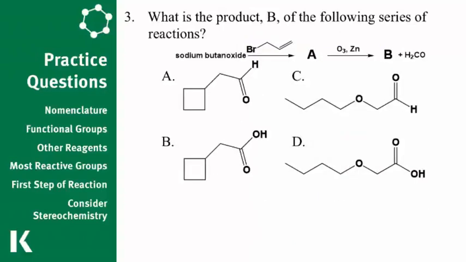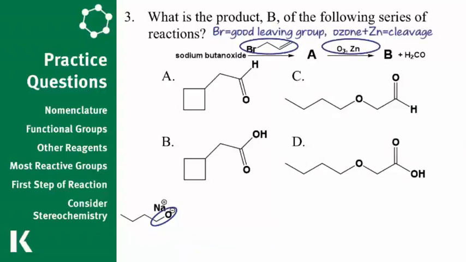In this next practice question, sodium butanoxide is our reactant. The structure is a 4-carbon chain with a terminal oxide functional group ionically bound to sodium. The negatively charged oxide group is a strong nucleophile. Turning to the reagents, we have an electrophile with a potentially good leaving group in bromine, and the combination of ozone and zinc, which cleaves double bonds to produce aldehydes.